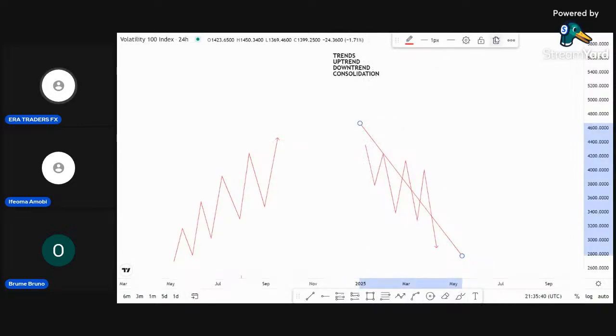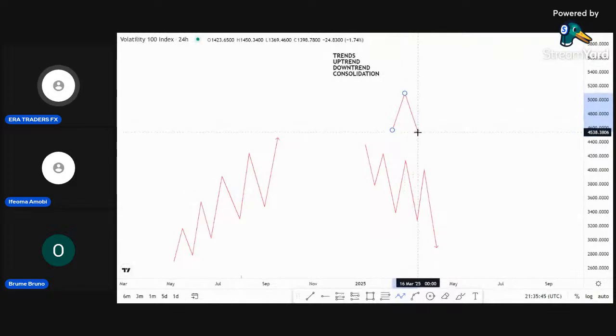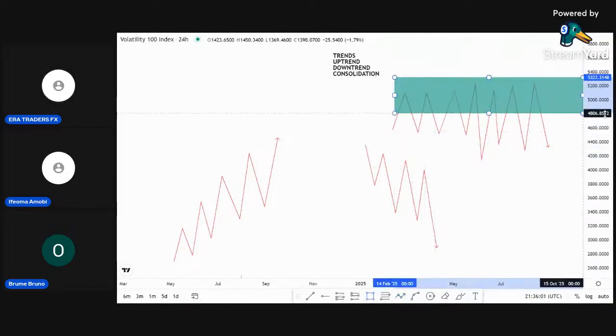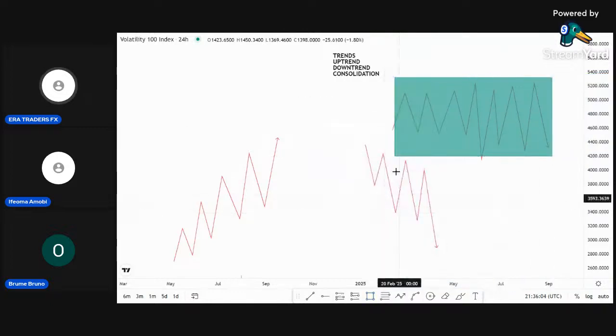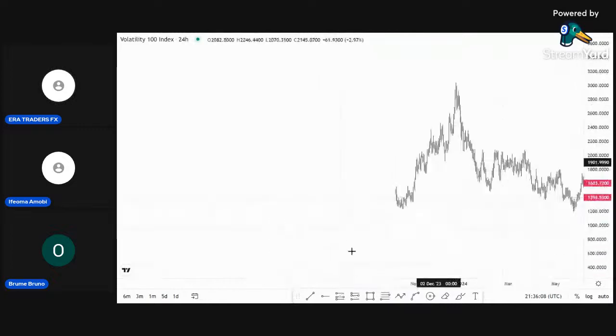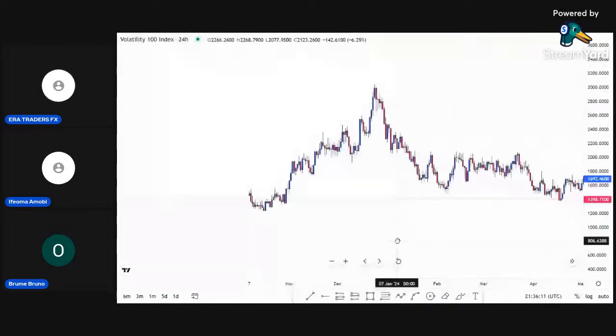So let's go to the chart. Consolidation, let me just show you. When the market is neither moving up nor moving down, it's just ranging in this particular range. Sometimes it might even go above here, but you see that this market is not going anywhere. You understand? So this is a ranging market. I will show you all the types on this chart. Now let's go to a higher time frame, let's say the 1 hour time frame.